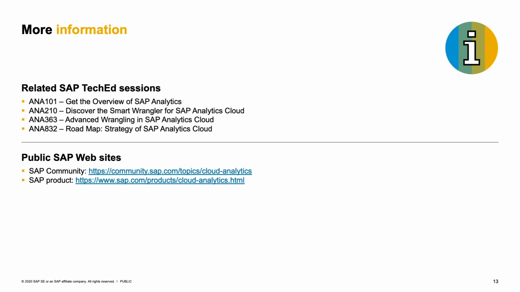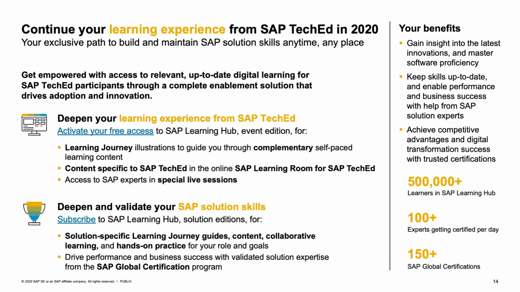We also discuss, from an agile analytics perspective, why we built the Smart Wrangler the way we built it, and why we built it in the first place. ANA 363 is a hands-on for the Smart Wrangler, and of course the roadmap.